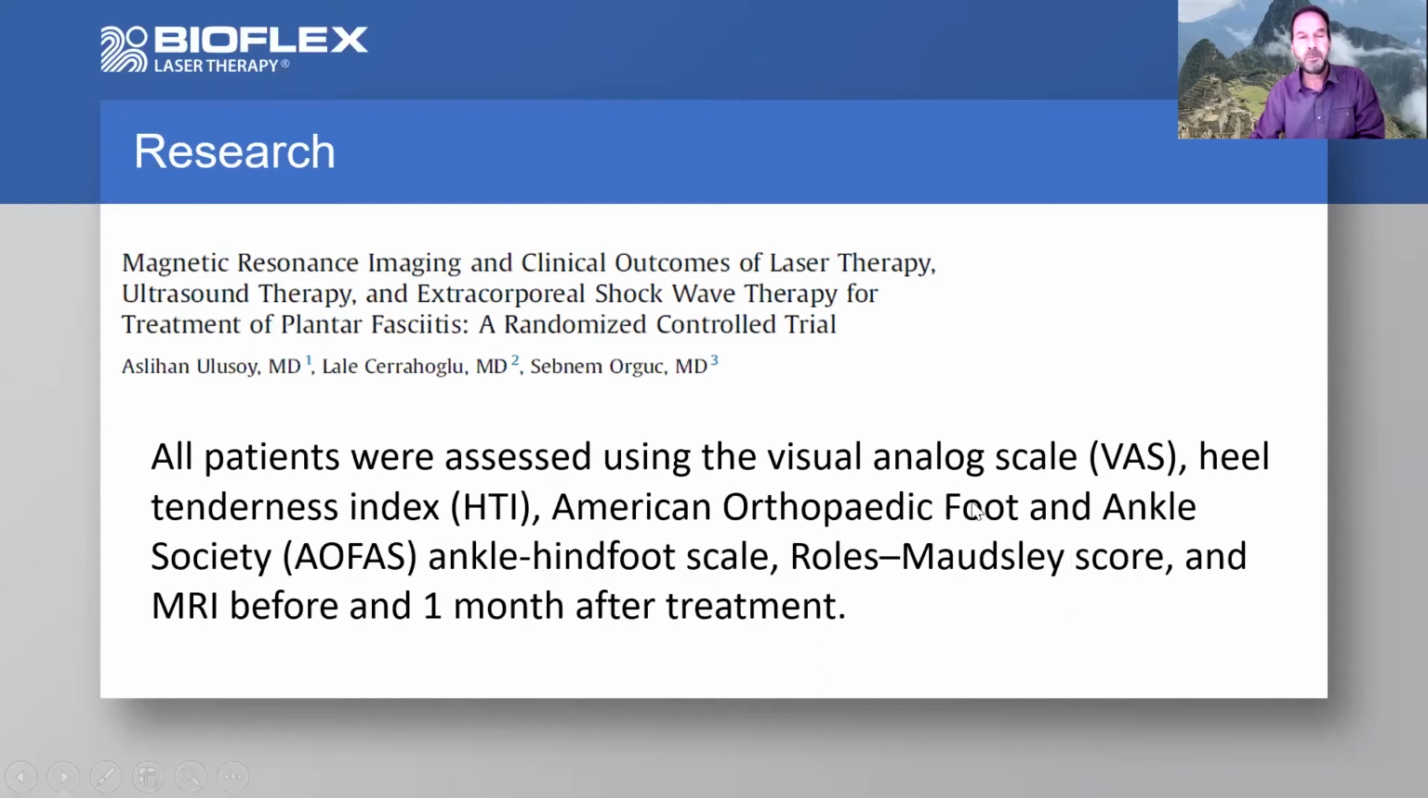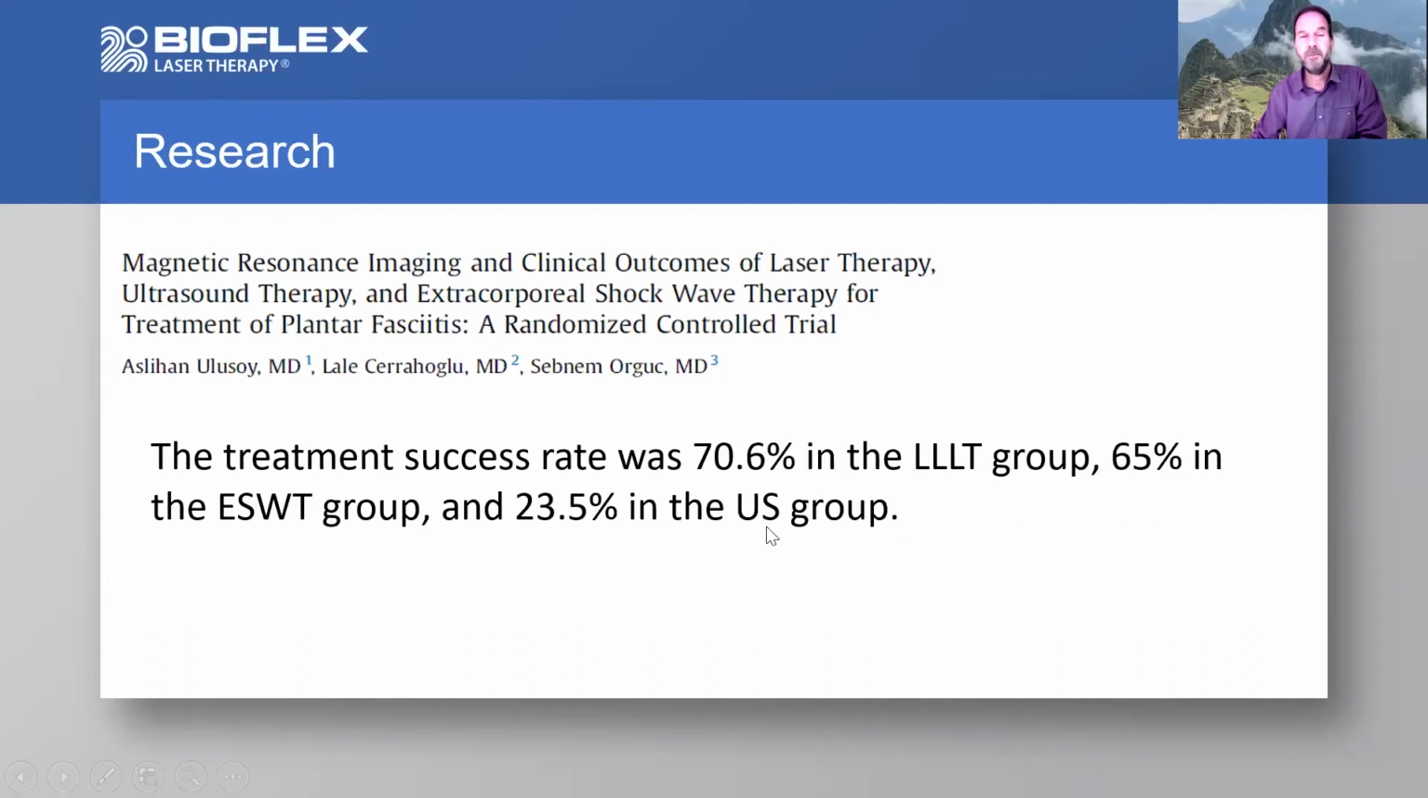There you go. So all the patients were assessed with VAS, something called a heel tenderness index, or HTI, the American Orthopedic Foot and Ankle Society ankle hindfoot scale. Can you make these things any longer? The Roles and Maudsley score, whatever that is, and MRI before and 1 month after treatment.